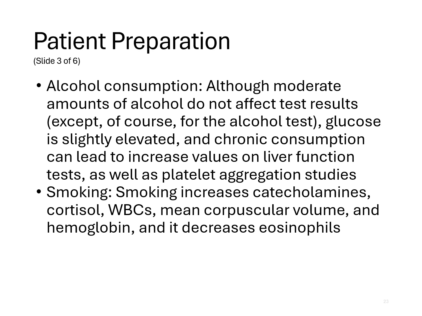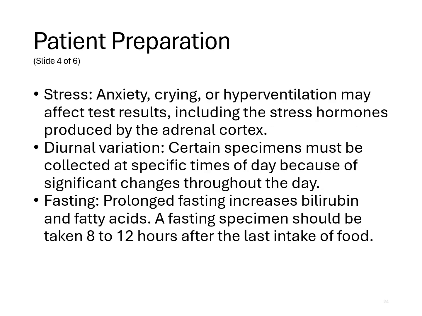Alcohol consumption, although moderate amounts of alcohol do not affect test results, except for the alcohol test, the glucose can be slightly elevated, and chronic consumption of alcohol can lead to increased values of liver function tests, as well as platelet aggregation studies. Smoking can increase catecholamines, cortisol, white blood cells, the MCV, and hemoglobin, and it actually decreases the eosinophils, which is a type of white blood cell. Smoking also can affect arterial blood gas results as well.